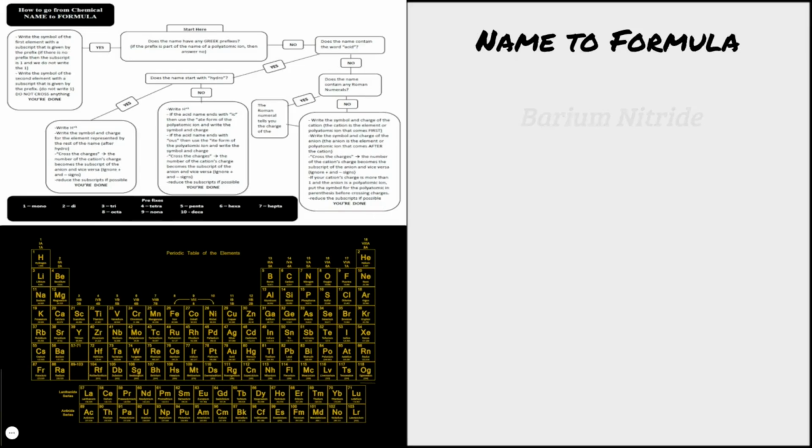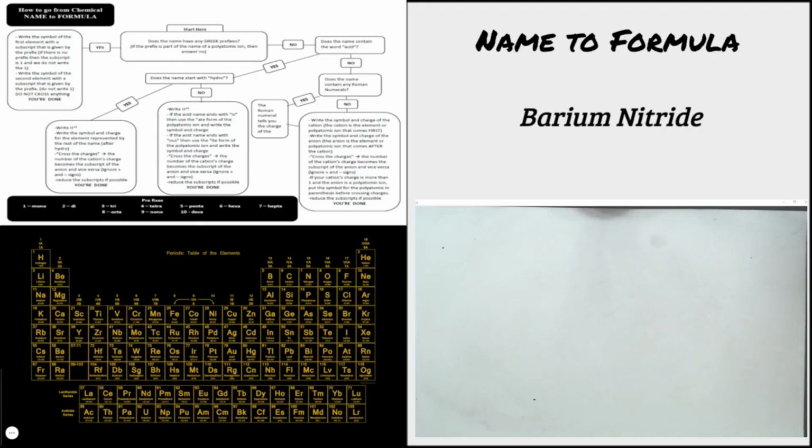So the first example is barium nitride. So when you look at our flow chart, the first thing here says, does the name contain any Greek prefixes? So remember, those Greek prefixes, they're not necessarily always Greek, but make sure you notice this part. If the prefix is part of the name of a polyatomic ion, then our answer is no. So you need to recognize those polyatomic ions.